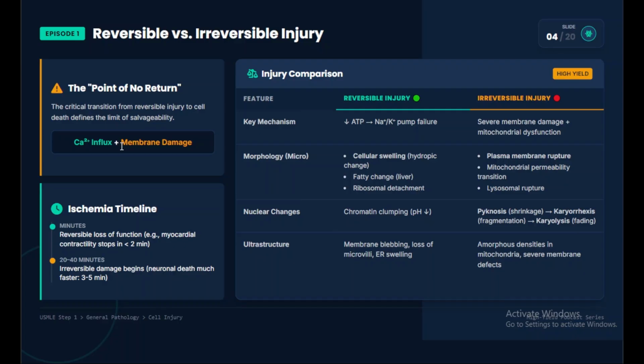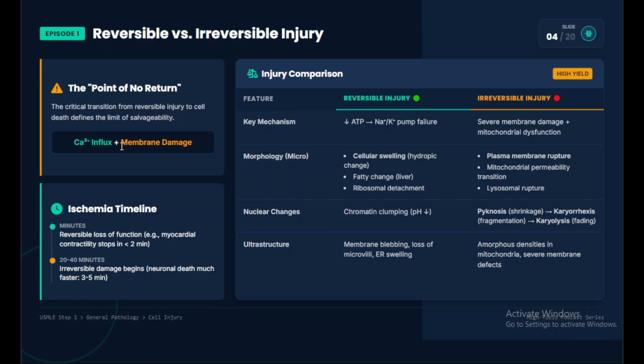So what actually happens at the point of no return? Let me tell you. There are two major catastrophic events that occur inside a cell. First of all, calcium influx. Normally, intracellular calcium levels are very tightly regulated, right? But during severe injury, the plasma membrane and mitochondria become damaged, allowing calcium to flood into the cytoplasm. High intracellular calcium activates destructive enzymes like the phospholipases, proteases, nucleases and ATPases.